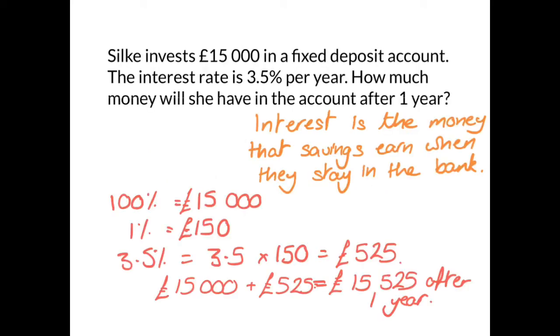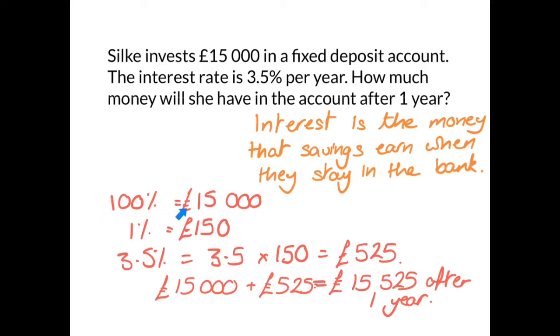Our final example is another percentage increase. This is looking at interest that you receive on your savings. So Zilka invests £15,000 in a fixed deposit account. That means you put the money in, you can't touch it, and in return you get a better rate of interest. The interest rate is 3.5% per year. How much money will she have in the account after 1 year?